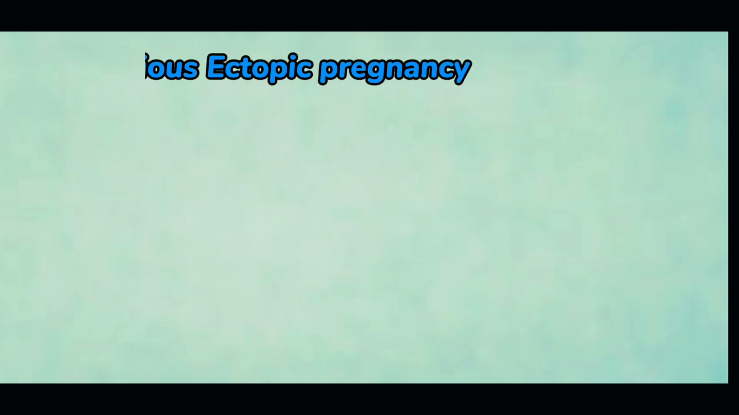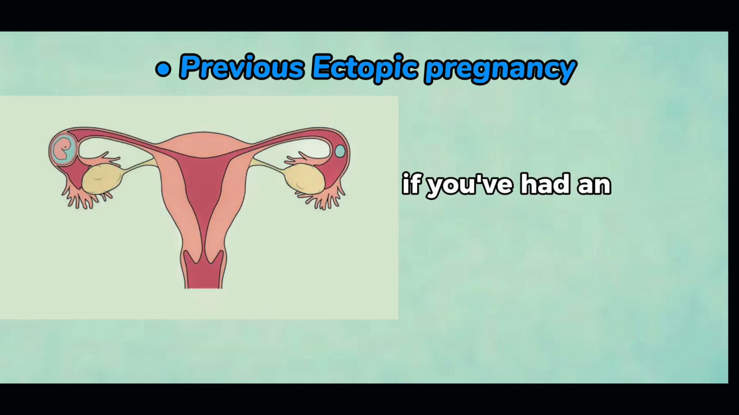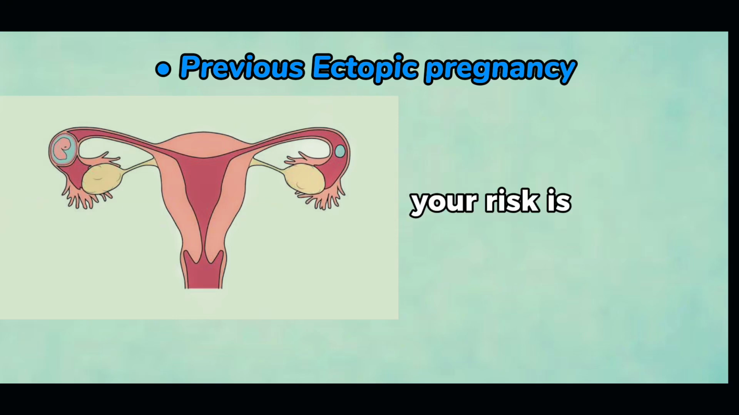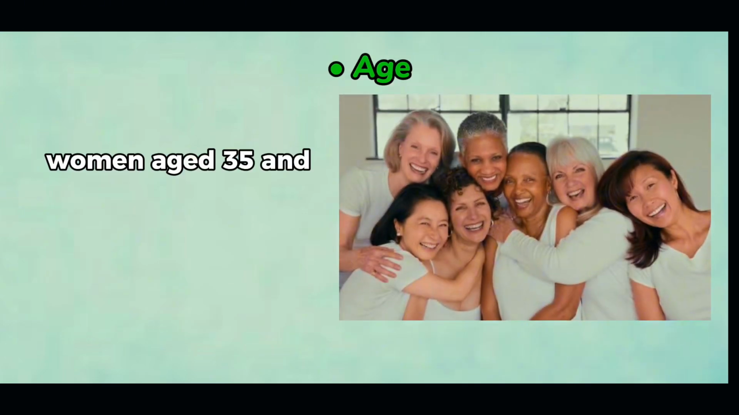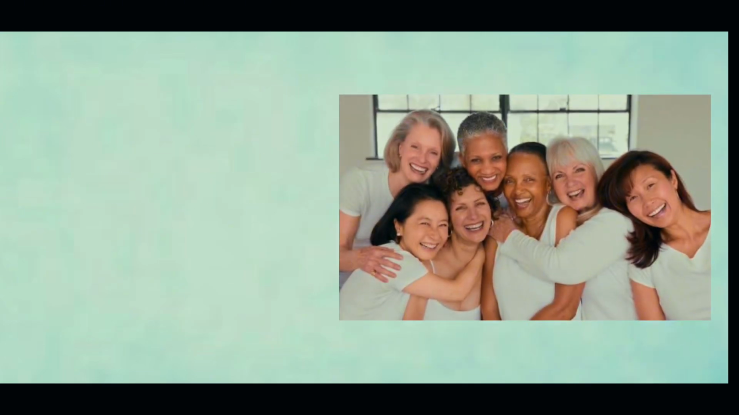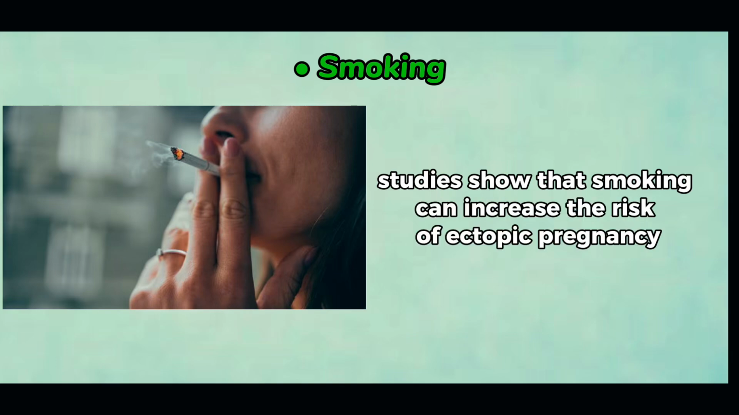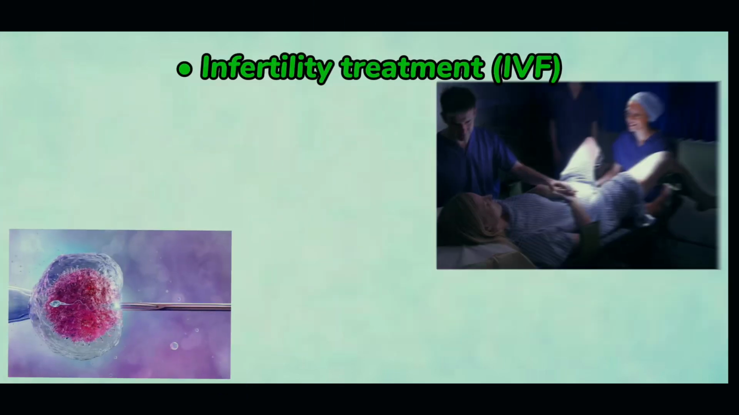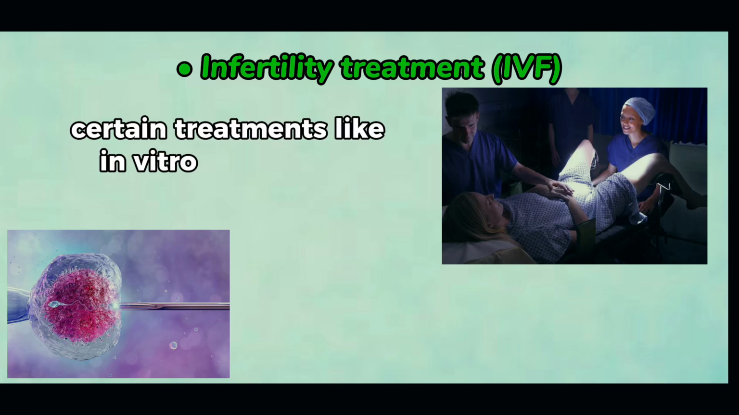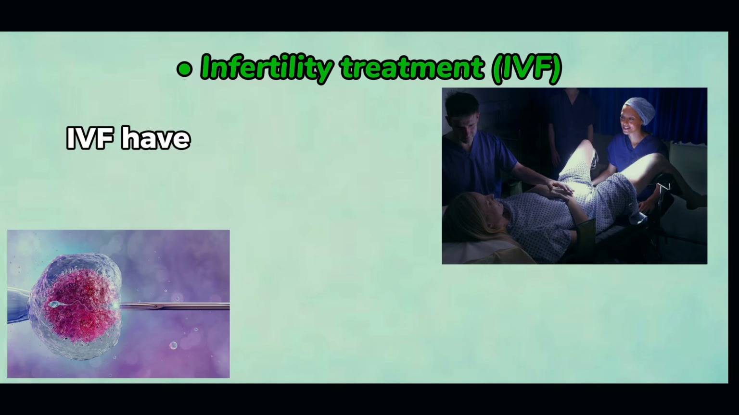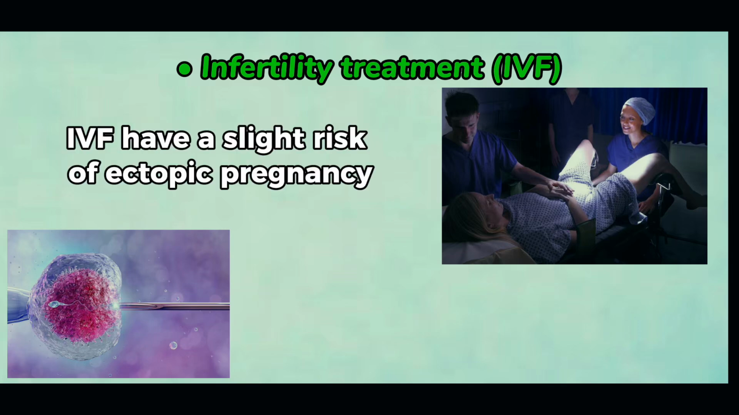There are also several risk factors that increase the chance of an ectopic pregnancy. Here are the top ones to be aware of. 1. Previous ectopic pregnancy. If you've had an ectopic pregnancy before, your risk is higher for another one. 2. Age. Women aged 35 and older are at higher risk. 3. Smoking. Studies show that smoking can increase the risk of ectopic pregnancy. 4. Infertility treatments. Certain treatments, like in vitro fertilization, IVF, have a slight risk of ectopic pregnancy.